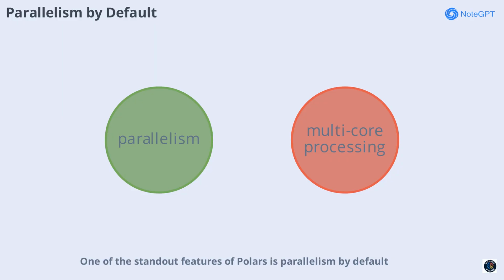One of the standout features of Polars is parallelism by default. The query engine automatically distributes operations across all available CPU cores.